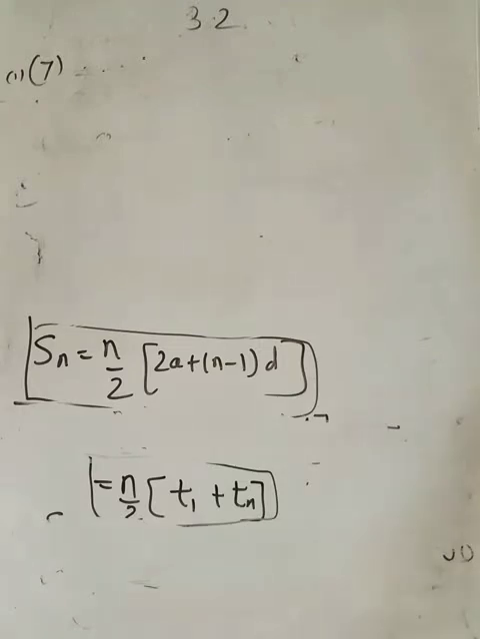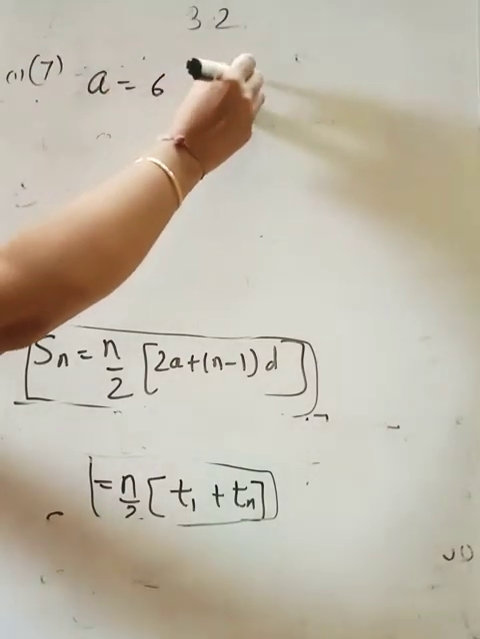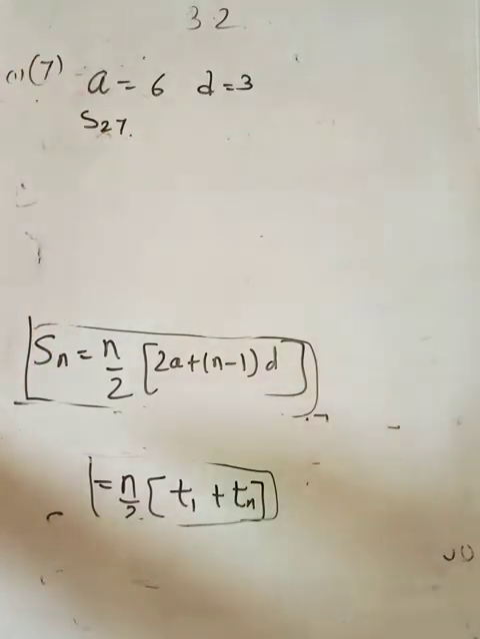So let us go to practice set 3.3. First question. The first term and the common difference of an AP are 6 and 3 respectively. So you have a equal to 6 and d equal to 3. You have to find S27. Okay, so let us do it.